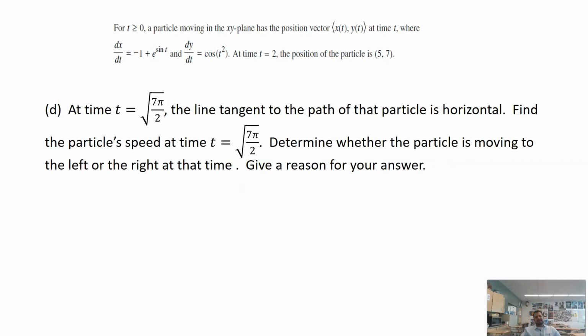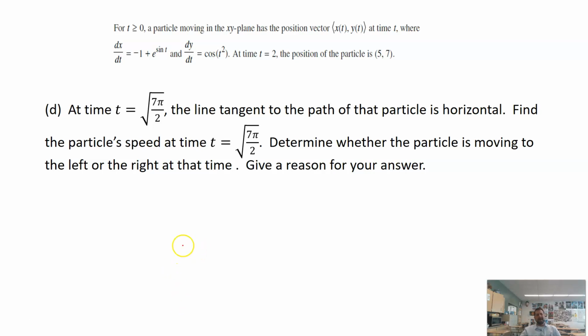Now at time equals d, on this one, there's a lot of different ways you can actually go about doing this problem. It says at time t equals the square root of 7π divided by 2, the line tangent to the path of the particle is horizontal. Find the particle's speed at time t equals the square root of 7π divided by 2.